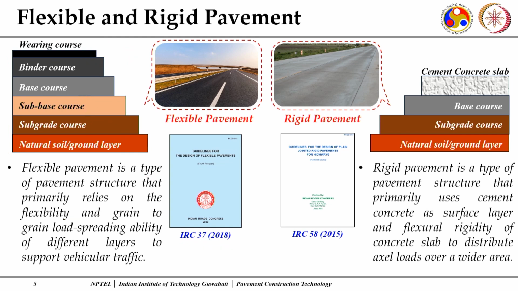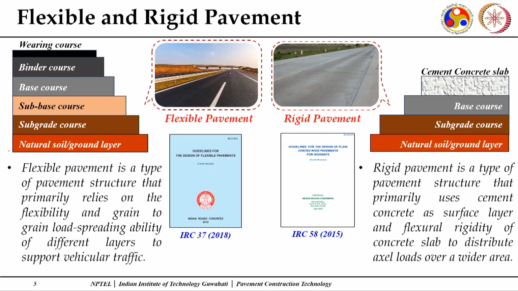We will have a brief comparison between these two most common pavements, flexible and rigid pavements. Flexible pavement is very popular. More than 90% of the roads, not only in India but throughout the globe, are flexible pavements. If I have a cross section of a flexible pavement, this is what it looks like, shown here. Here you can see there is a natural soil subgrade layer.